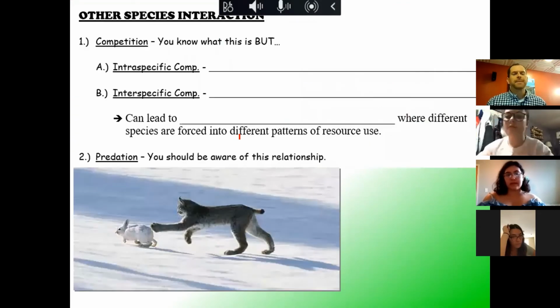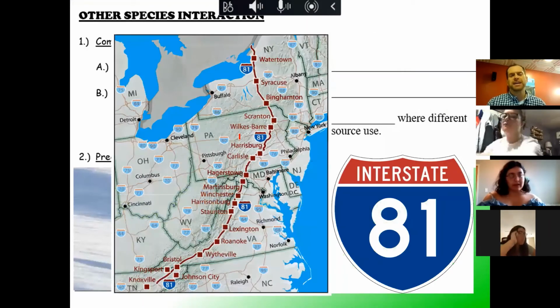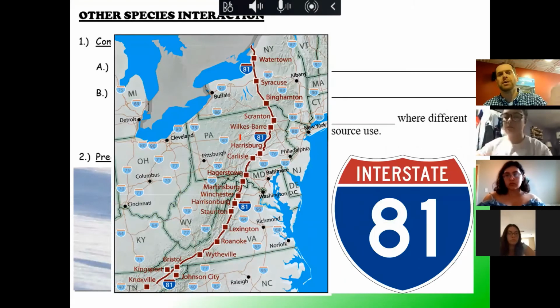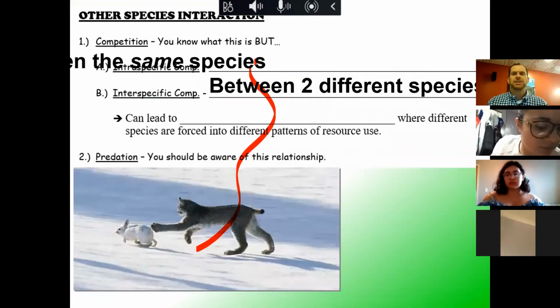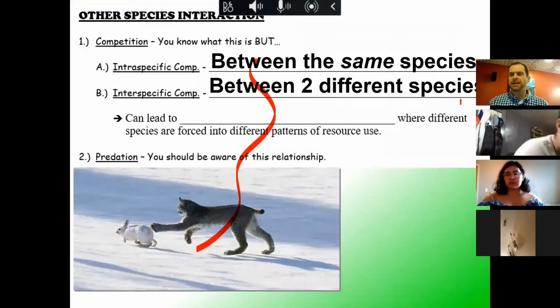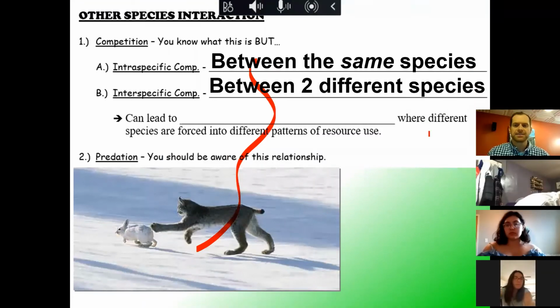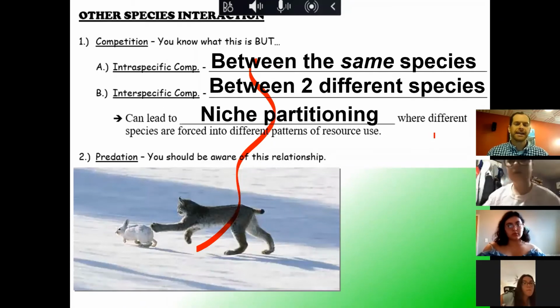Okay, competition. I use interstates to explain that. If you have an interstate like I-81, it's going to go between state to state to state. And I have those definitions right there. Again, a lot of people already have these. So you can get the rewatch, and there you go.